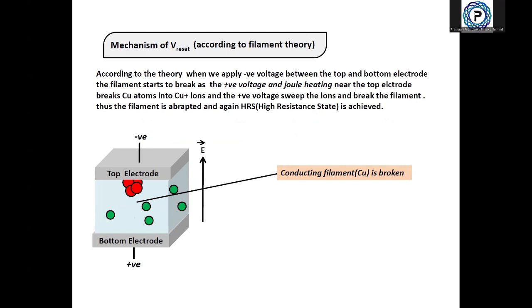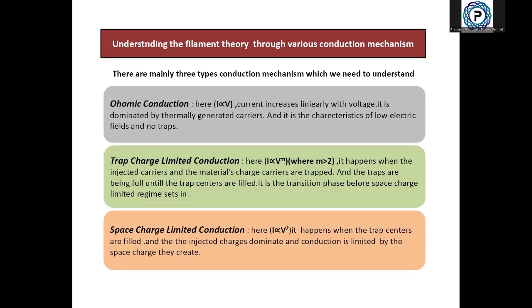When we apply a positive voltage to the bottom electrode, the copper atoms get energy from the applied voltage, so they eject electrons, and the electric field also pushes the copper ions from the bottom electrode to the top electrode or elsewhere. That's how the copper atoms are converted into copper ions, and the bridge gets ruptured. That's how the reset process takes place. We can also understand the set and reset process by the conduction mechanism.